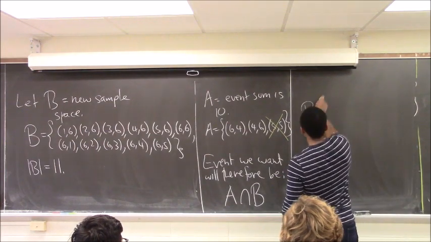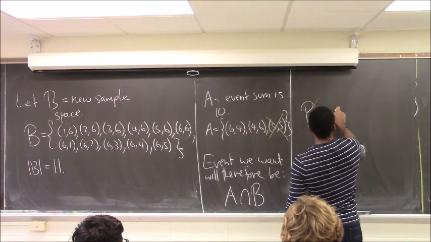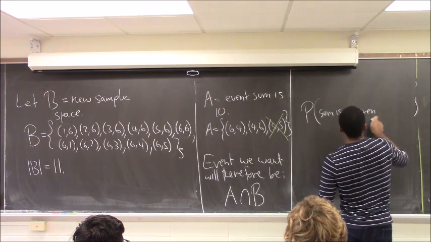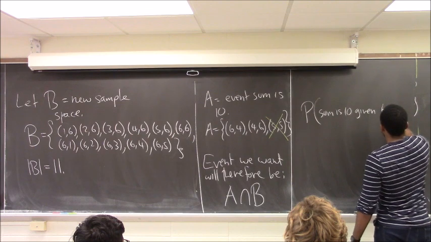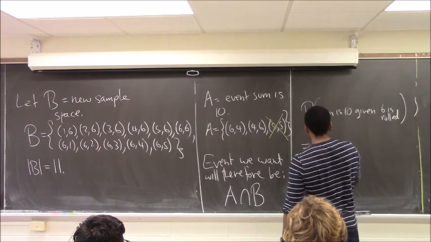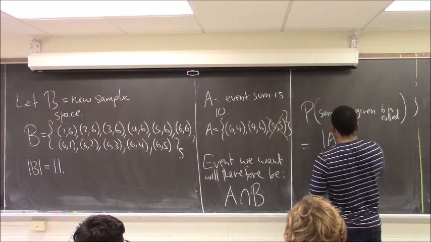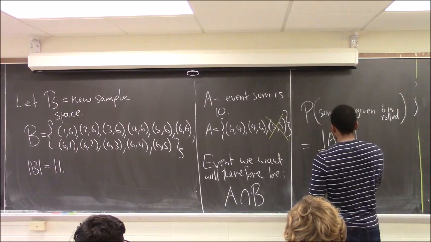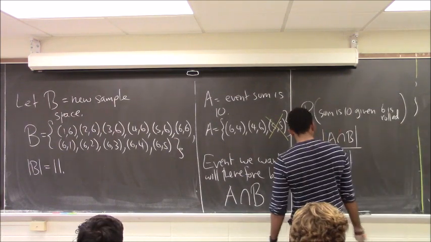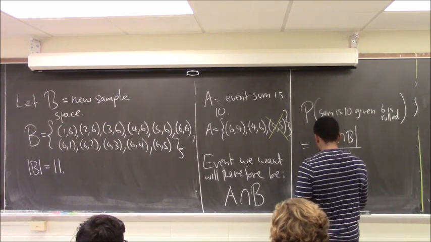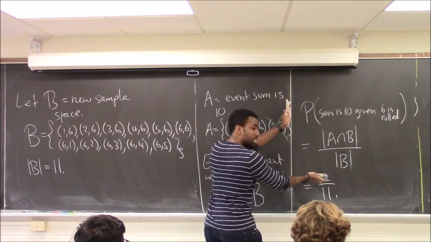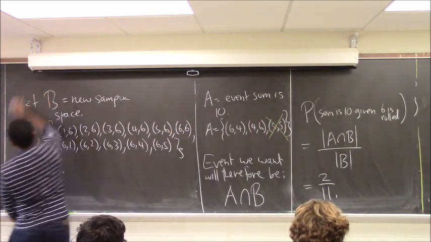So the probability that the sum is 10 given that a 6 is rolled is going to be the size of A intersect B divided by the size of B, by using our probability definition. And this in fact here is going to be 2 out of 11. But it turns out this is an idea that we can generalize.